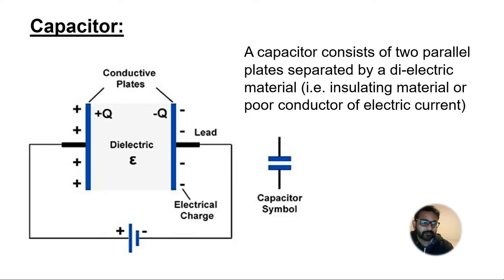Now capacitors have quite a similar type of structure. They include conducting plates which are separated by a dielectric medium between them. Dielectric media are essentially insulating materials, and as we all know, insulating materials are poor conductors of electric current, right? So this is the basic construction of a capacitor. You have two conducting plates which are separated by a dielectric medium in between, and the symbol of the capacitor is given here, where the two parallel lines denote the two parallel plates of your capacitor.